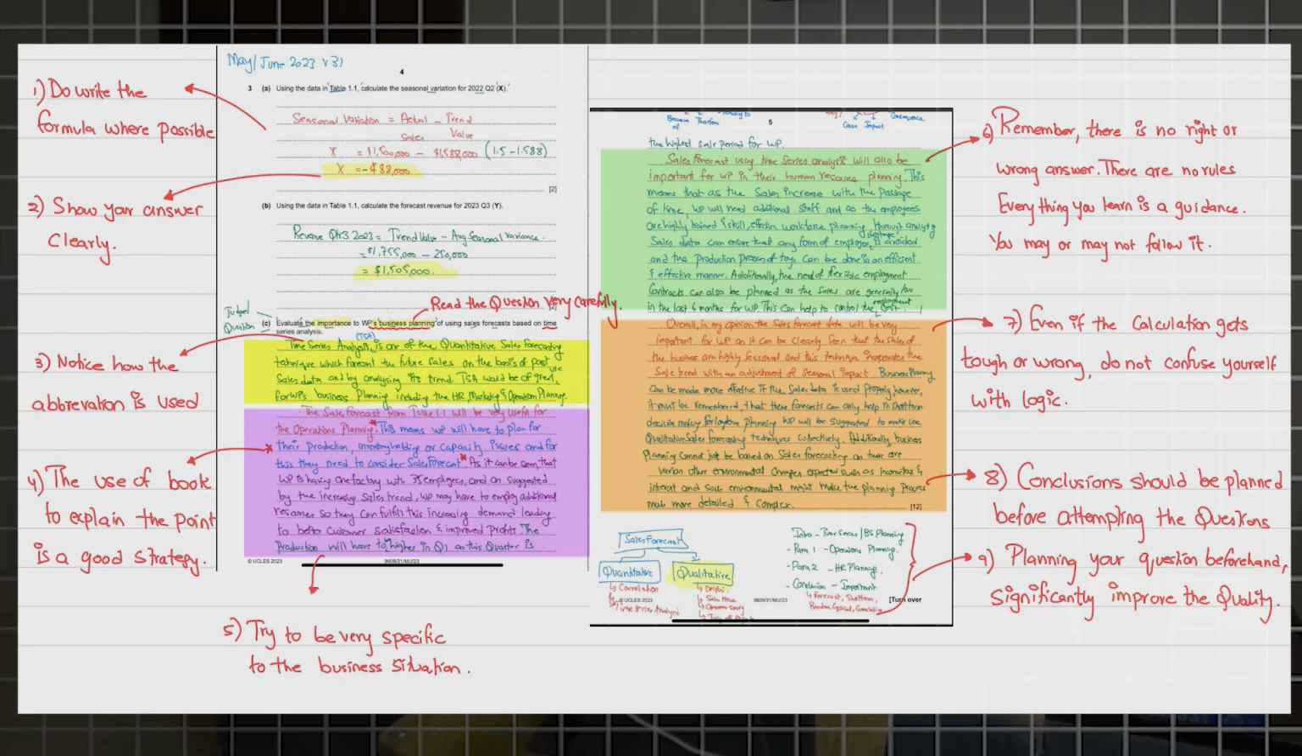Okay, so for a 12 marker, you write an introduction paragraph, two main paragraphs, and a conclusion paragraph. And again, there are given lines, you don't need to exceed the lines. And I would suggest that's a very difficult technique to grasp in one go, but with practice you will understand it.